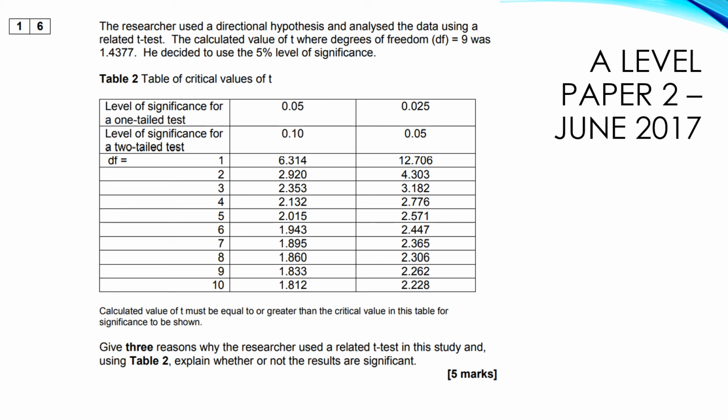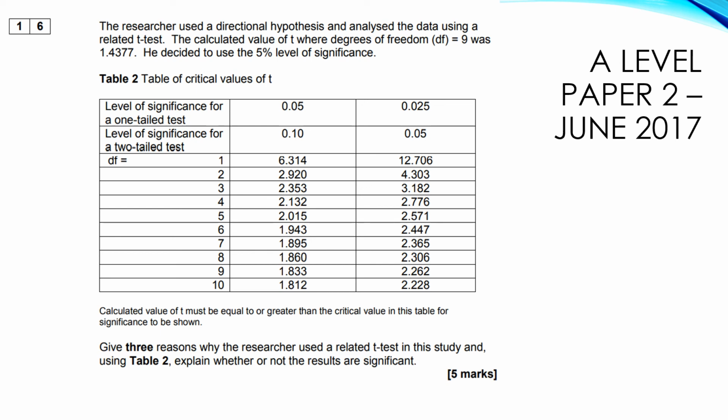And then you've got to explain whether or not the results are significant. So what this requires you to do is look at this table of critical values. Now, where it says question 16, you'll see that it says the researcher used a directional hypothesis, and we know that that is also called a one-tailed hypothesis or one-tailed test. So you look at the first row, and it says we've got a 5% level of significance. So you would go for 0.05. And then we know that degrees of freedom is 9 because it tells us above. And we can see if we go across, it is 1.833 for our critical value.